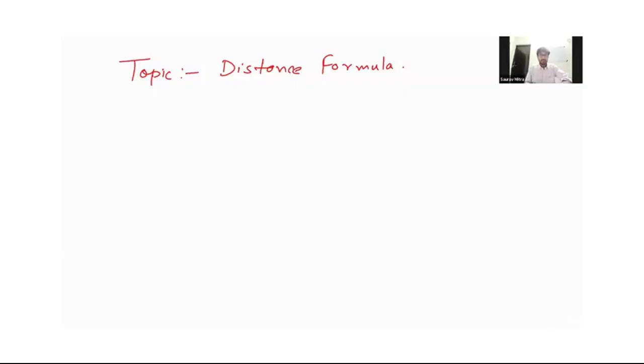So today's topic for the session is the distance formula from your chapter, coordinate geometry. We will discuss how to find the distance between two coordinates, between two points.